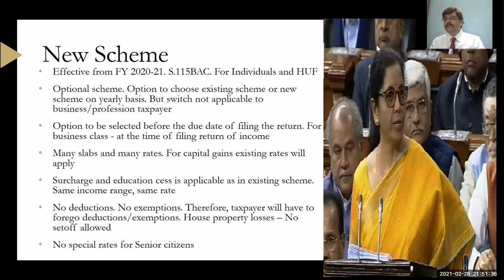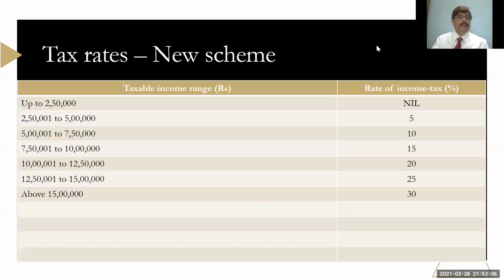The key condition is that he will have to forgo all the deductions and exemptions under the new scheme of taxation. A list of exemptions and deductions which are not permissible if he opts for the new scheme is also specified by the law. However, there will be a surcharge and education cess, which will be applicable. Senior citizens do not enjoy any concession in tax. See, these are the tax rates for the new scheme.